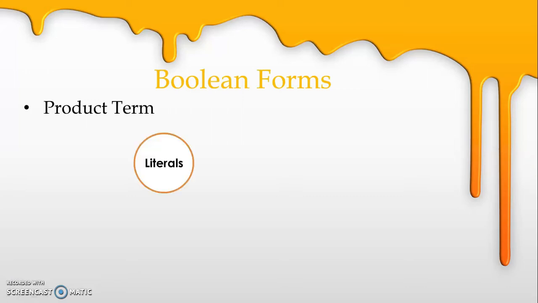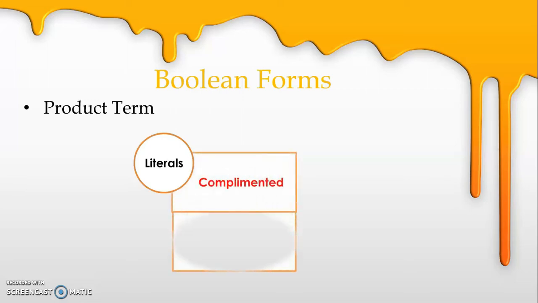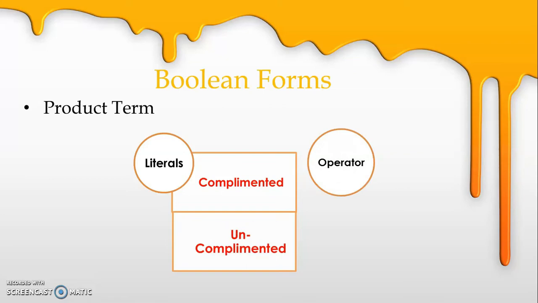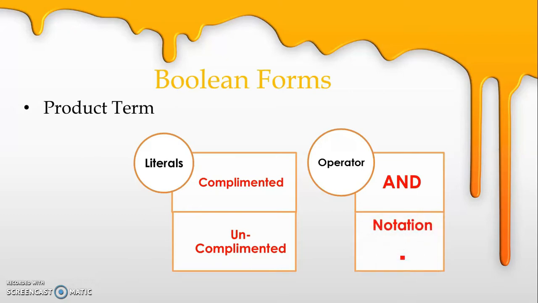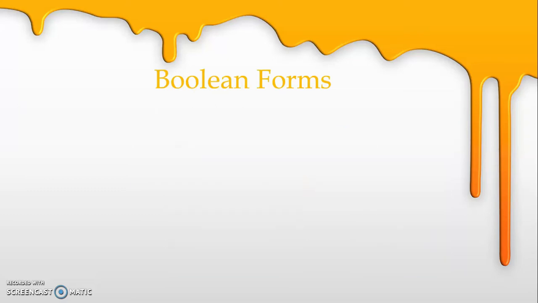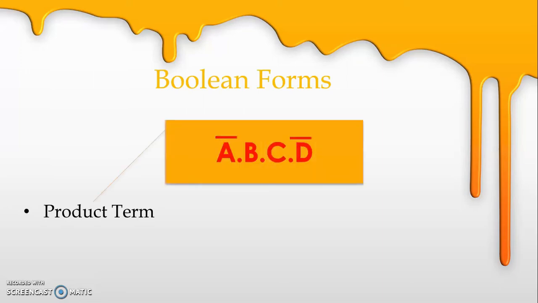Before we start studying SOP or POS, let us study the product term. A Boolean expression is normally composed of different literals, either complemented or uncomplemented, as well as logical operators. In the case of a product term, the logical operator is the AND operator, and we use the dot notation to indicate logical AND. An example of a product term is A bar dot B dot C dot D bar. In a product term, all the letters are connected with dot, that is the AND operation. They can be complemented or uncomplemented.